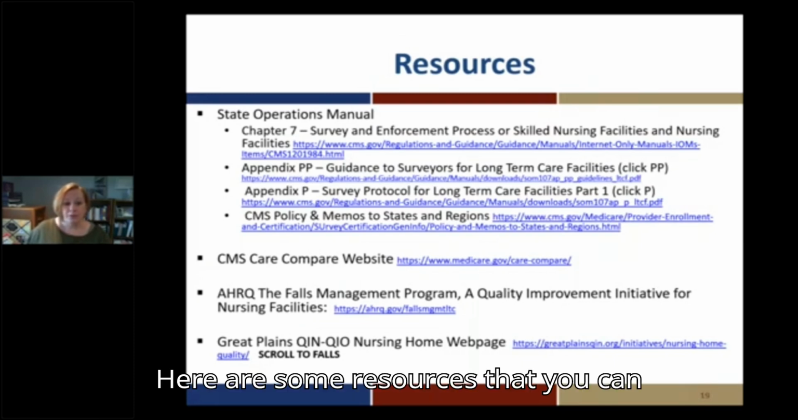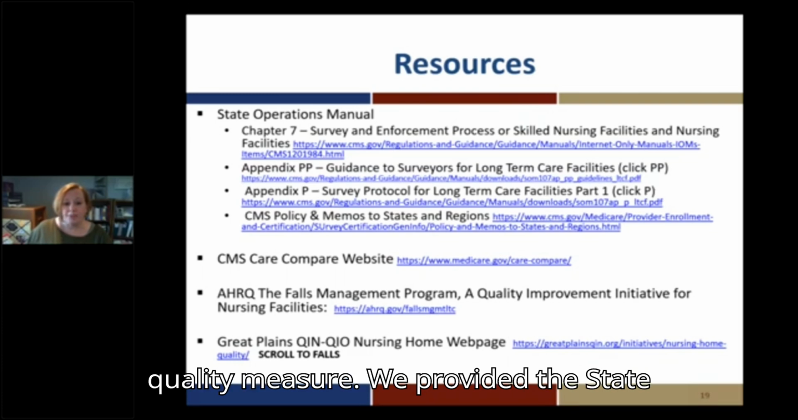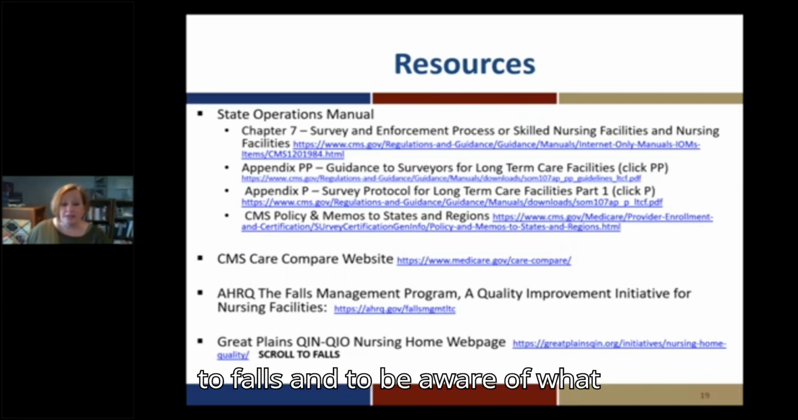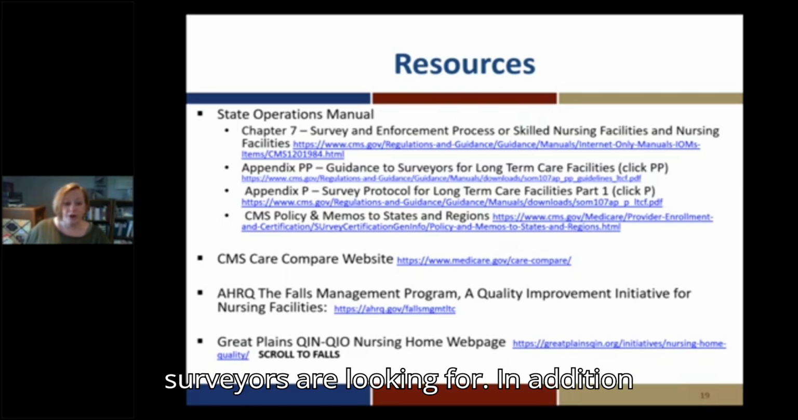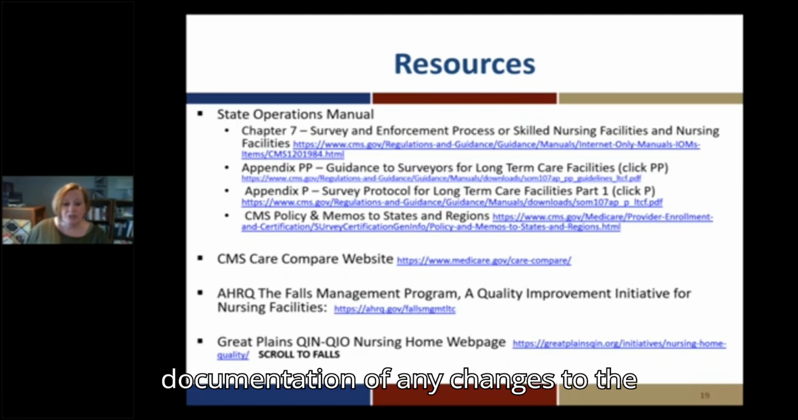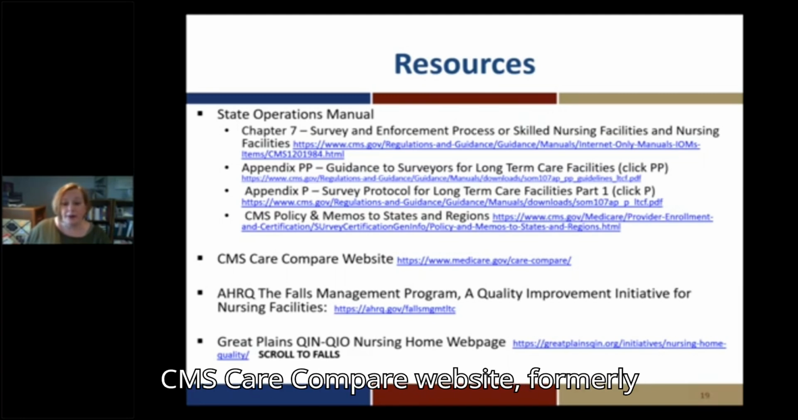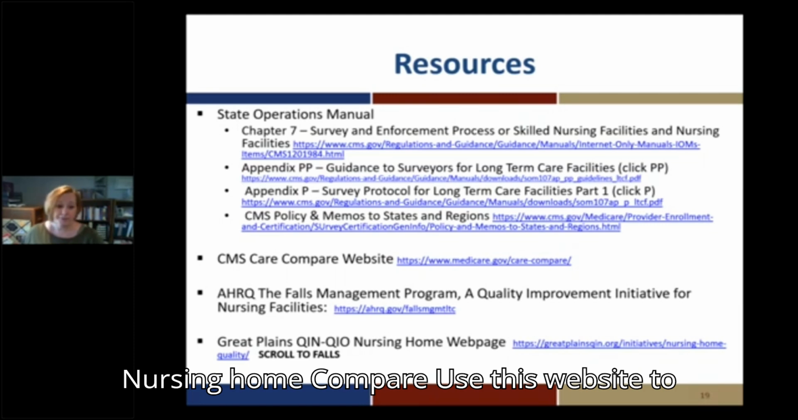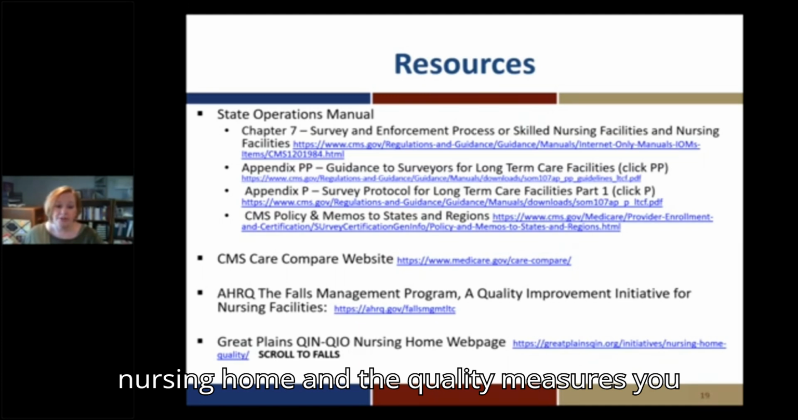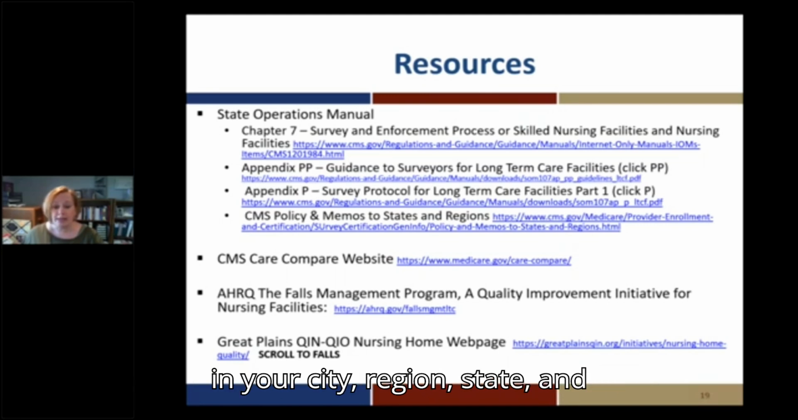Here are some resources that you can access to assist you when working on this quality measure. We've provided the State Operations Manual link for review of the rules and regulations related to falls and to be aware of what surveyors are looking for. In addition, the CMS policy and memos can provide documentation of any changes to the regulation. Falls with major injury is a publicly reported quality measure on the CMS Care Compare website, formerly Nursing Home Compare. Use this website to view what consumers see regarding your nursing home and the quality measures. You can also see how your nursing home compares with the nursing homes in your city, region, state, and nationally.